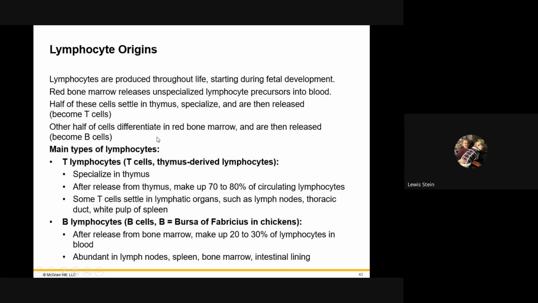So lymphocytes start being produced during fetal development. All white blood cells are born in the bone marrow. They don't all mature in the bone marrow. Lymphocytes in particular are born in the bone marrow, and about half of them eventually get delivered, as you will see, to the thymus. So here's how it goes. Red bone marrow releases white blood cells that really don't necessarily have an identity, typically in their precursor form. Although half of them settle in the thymus, half of them do not become T cells.